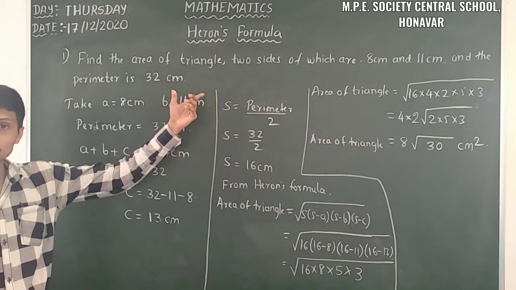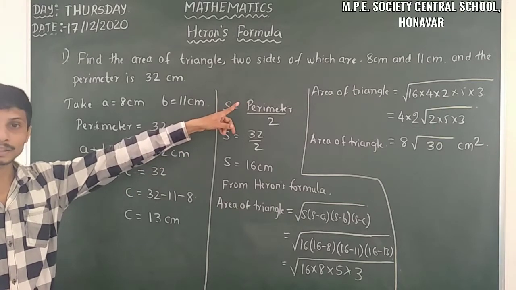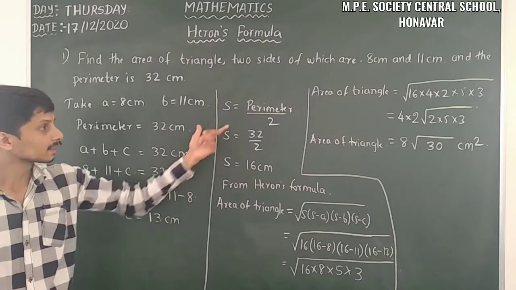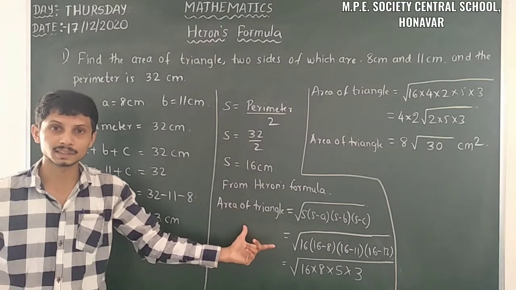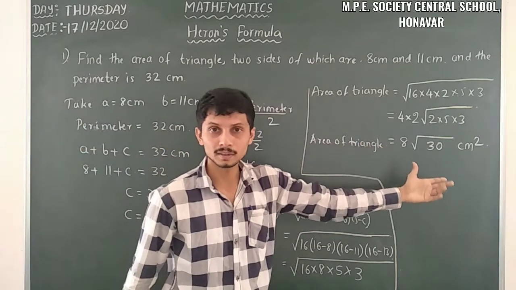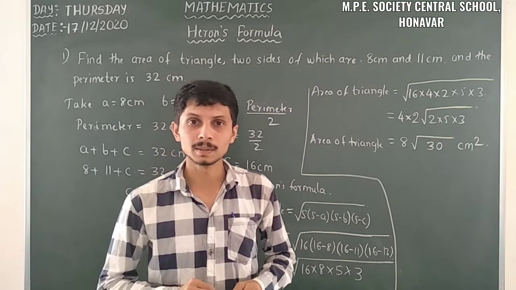So here it is the problem. When we have two sides and the perimeter, we can find out the other side, and then apply Heron's formula, so we can get the value of the area of the required triangle. So let us move on to the next problem.